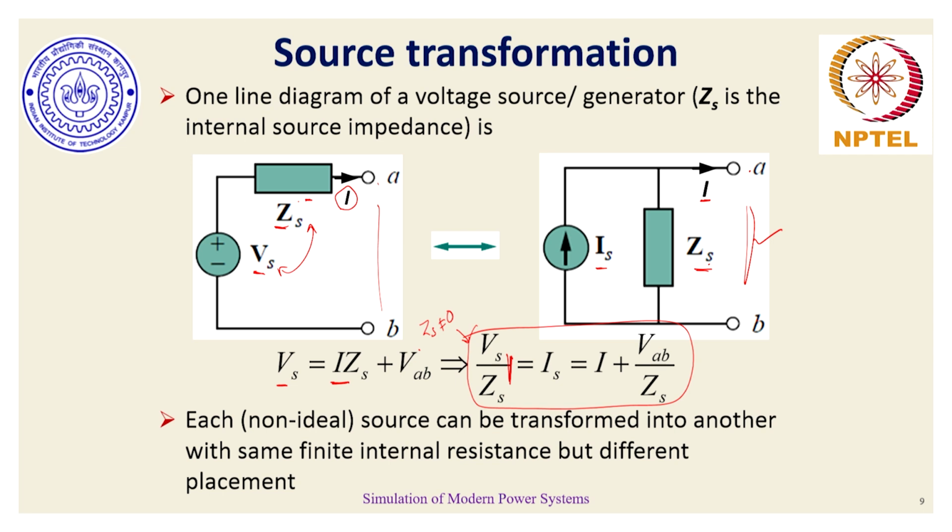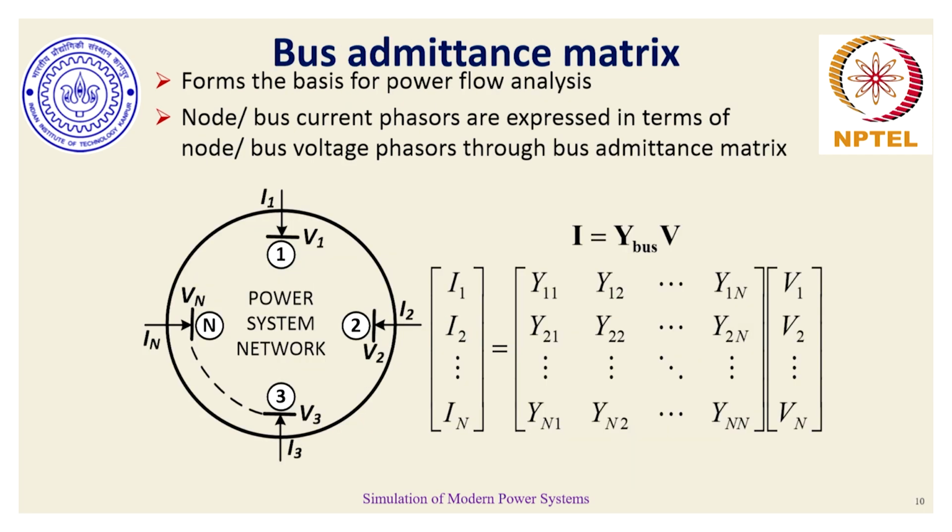So, every such non-ideal voltage or current source, their interpretations or mathematical representations can be transformed as and when required as per convenience. So, the bus admittance matrix, what is its role? What is its importance? We have seen in circuit analysis that we can have different nodes for which we try to find different voltages, after which we then try to find different branch currents.